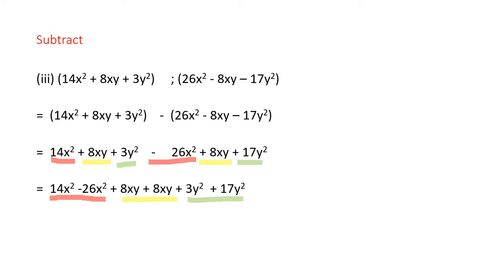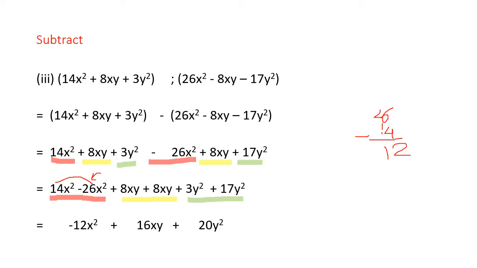Okay, and then we are going to subtract. Now when we are subtracting, children, what do we get? See, if you don't understand, 14 minus 26, so 26 minus 14, so 6 minus 4 is 2, 2 minus 1 is 1. So this is 12x square, and the sign of the bigger number is negative 26. If you can see, this 26 has a negative sign, so it will have a negative answer. Minus 8 plus 8 is going to be 0xy, and 3 plus 17y square is going to be 20y square.